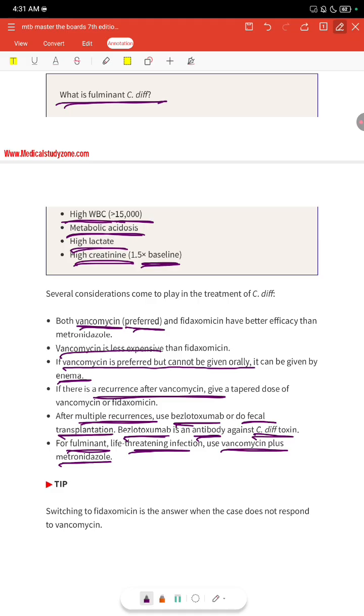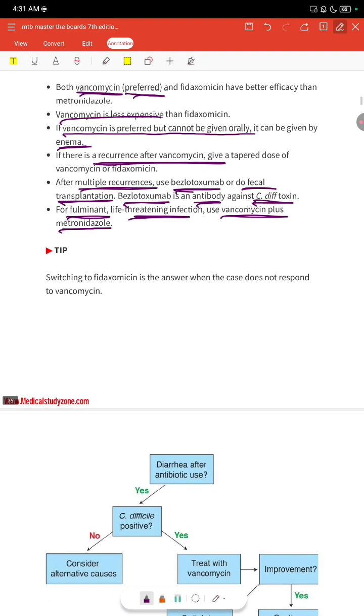And after multiple recurrences, if it's not fulminant and it's just occurring again and again, use bezlotoxumab, which is an antibody against C. difficile toxins, or do fecal transplantation in order to avoid this recurrence problem. Here is the tip: switching to fidaxomicin is the answer when the case does not respond to vancomycin.